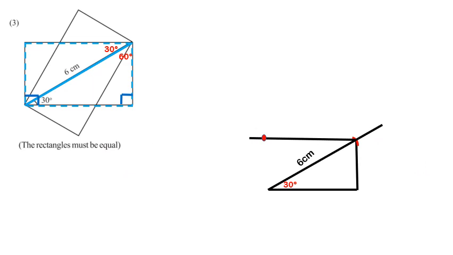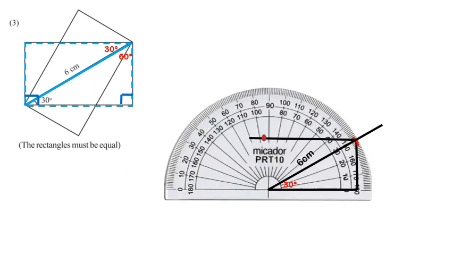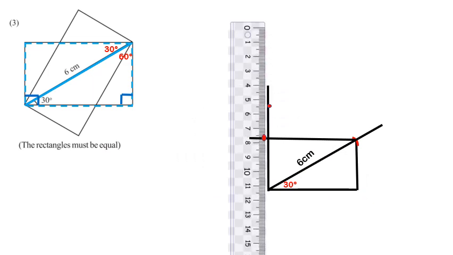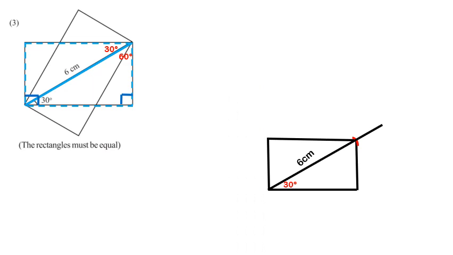We have to draw a perpendicular line. For that, use a protractor and mark 90 degree angle from this end. Then draw perpendicular line by using a ruler. Now we get one rectangle.